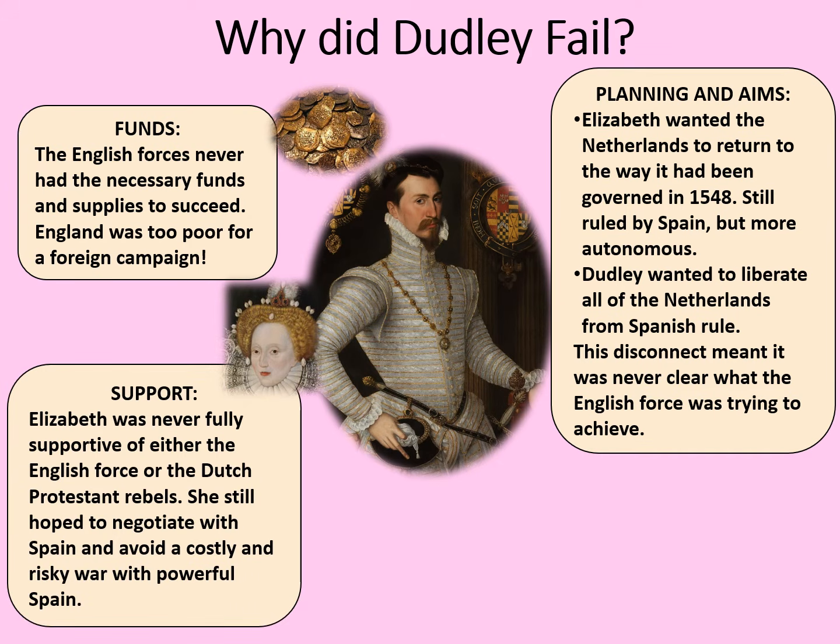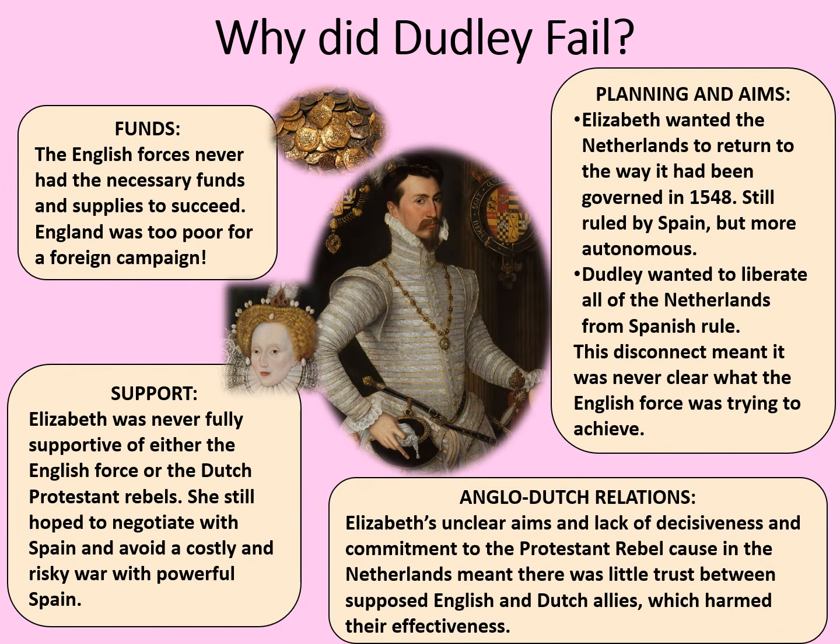Also, a lack of support. Elizabeth was never fully supportive of either the English force or the Dutch Protestant rebels. She still hoped to negotiate with Spain and avoid a costly and risky war with powerful Spain. But also, Anglo-Dutch relations were not good. Elizabeth's unclear aims and lack of decisiveness and commitment to the Protestant rebel cause in the Netherlands meant there was little trust between supposed English and Dutch allies, which harmed their effectiveness and their coordination.